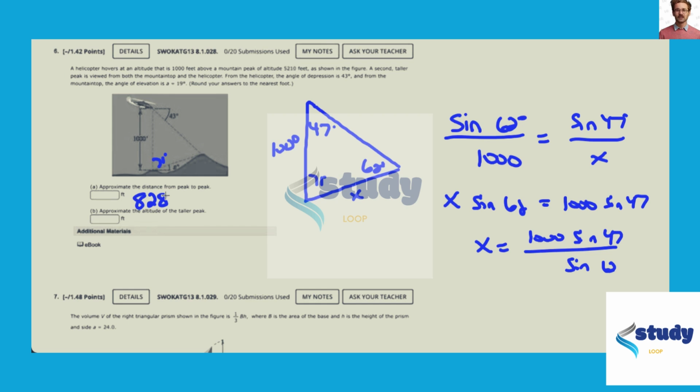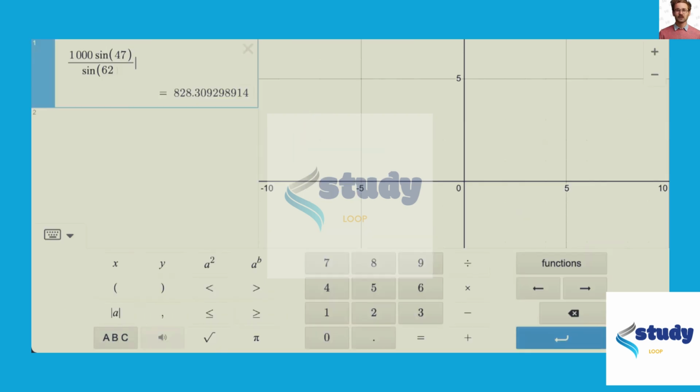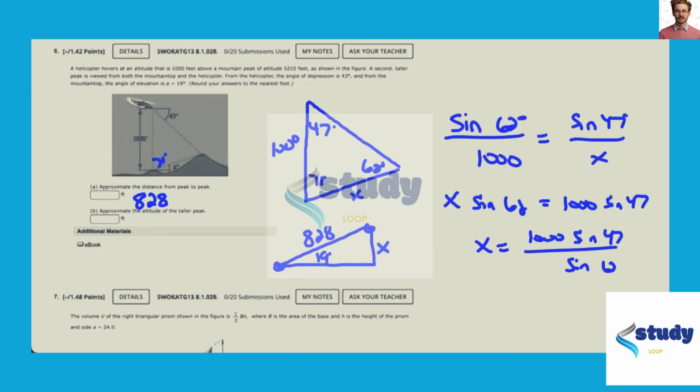Now, if we think from peak to peak, we found it is 828. And we know that this is 19 degrees. We can find the vertical distance between the peaks. And I will use 828.3. Opposite over hypotenuse, you can do the sine, because this is a right triangle. Sine of 19 degrees is equal to the opposite over the hypotenuse. So 828 sine 19.